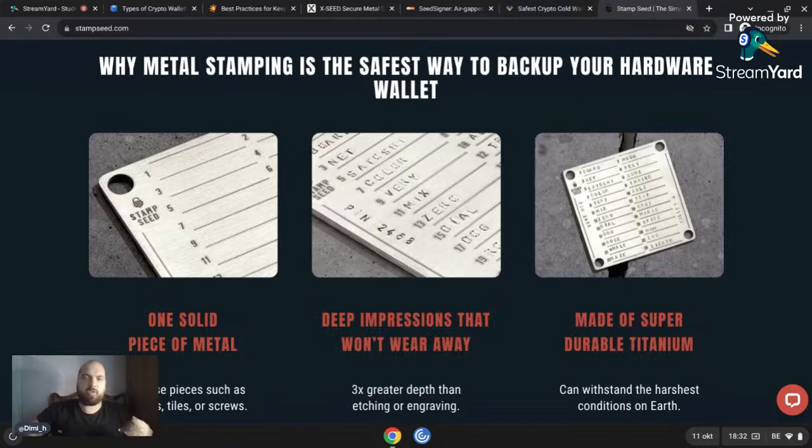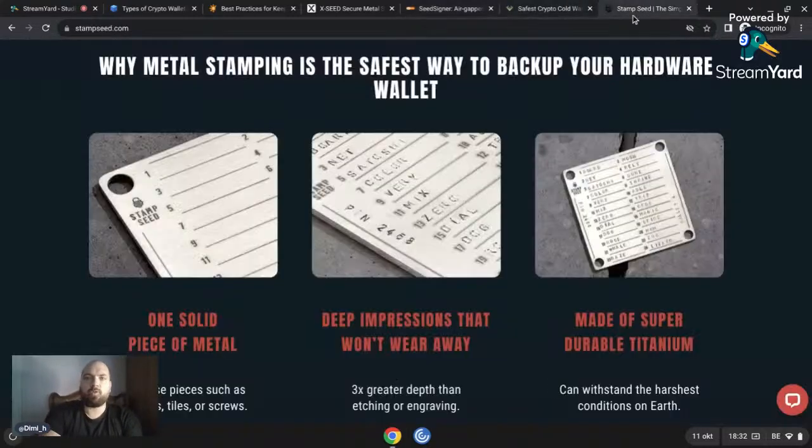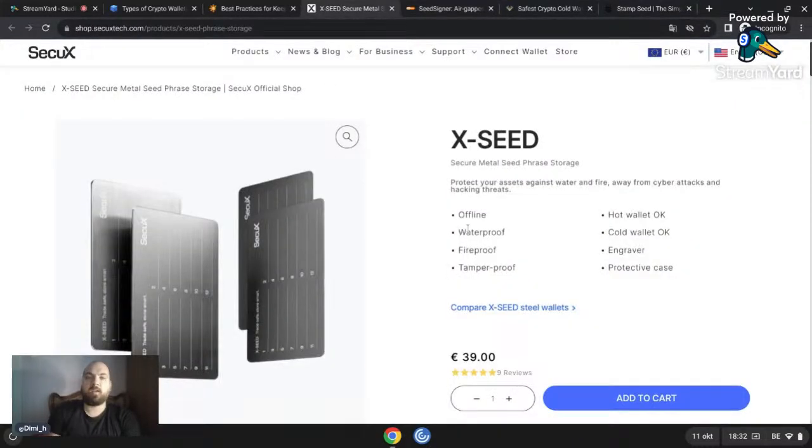In order to increase security there, you can say, okay, I'm going to air gap it with the seed signer. Seed signer will give you your 12 or 24 word long seed phrase, which you can stamp or engrave on a metal plate because, as mentioned before, it is offline, waterproof, fireproof, and tamper-proof. It is more resistant than the piece of paper you would otherwise use. And then it is up to you.